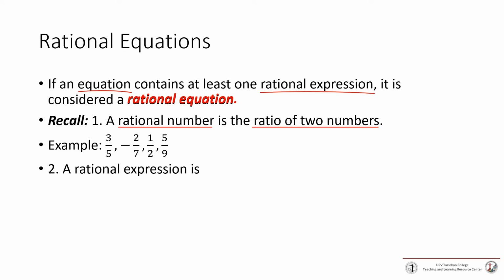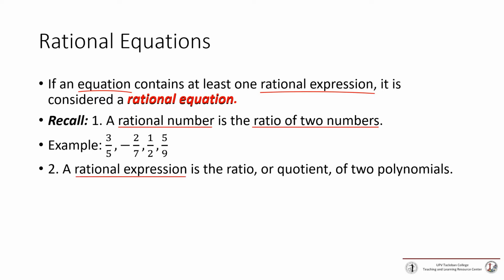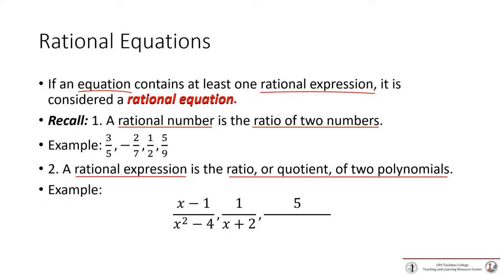Number two, a rational expression is the ratio or quotient of two polynomials. If a rational number is a ratio of two numbers, then a rational expression is the ratio or quotient of two polynomials. Take note. So example, we have x minus 1 over x squared minus 4, 1 over x plus 2, 5 over x squared plus x minus 2. So these are examples of rational expressions.